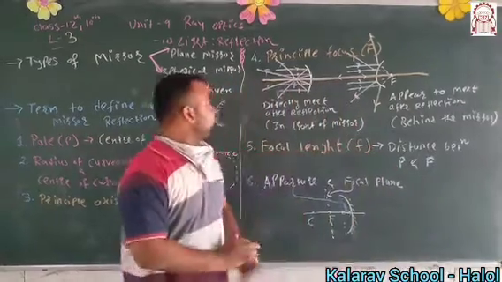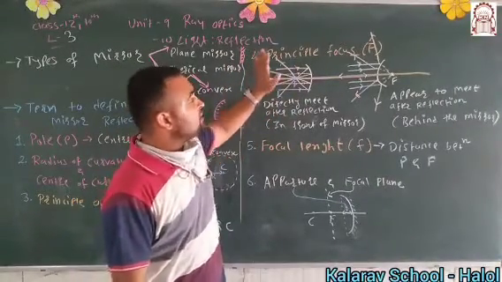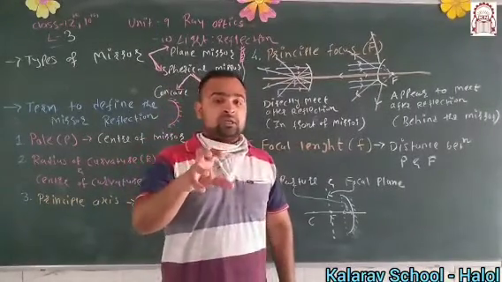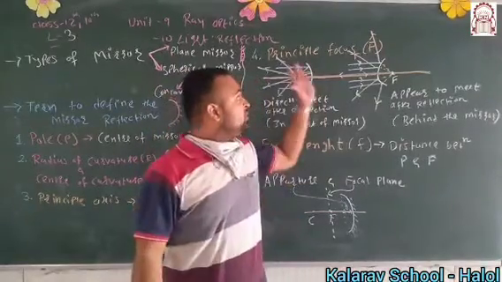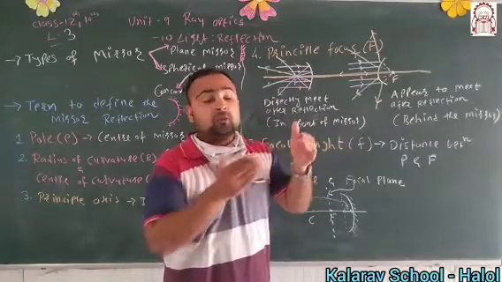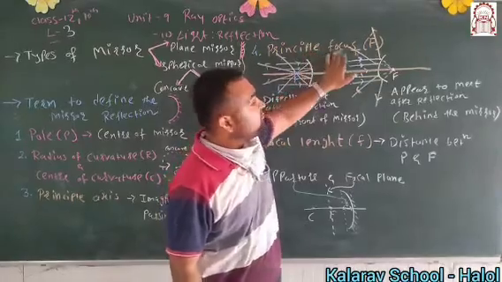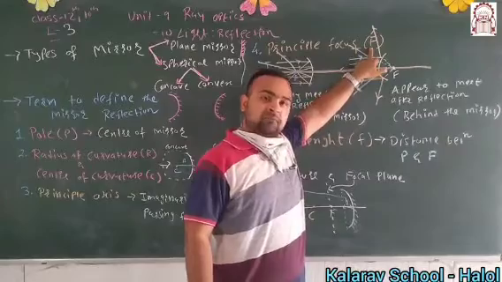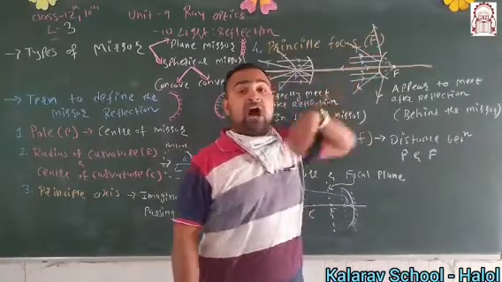Now the next, tougher definition of this part is the principal focus. Focus means the rays must be focused at some point, meeting at one point. Whatever point that is, we consider it the principal focus, and it is represented by the capital letter F. Now how can we define it?